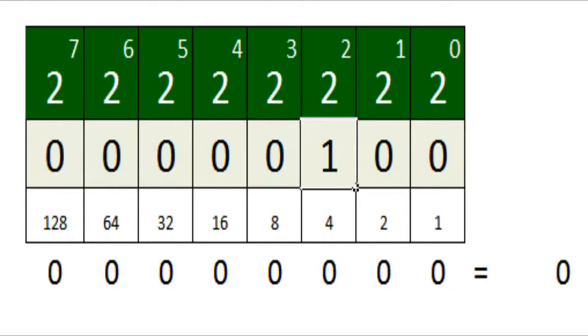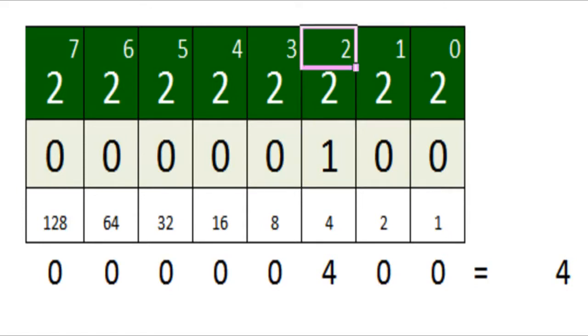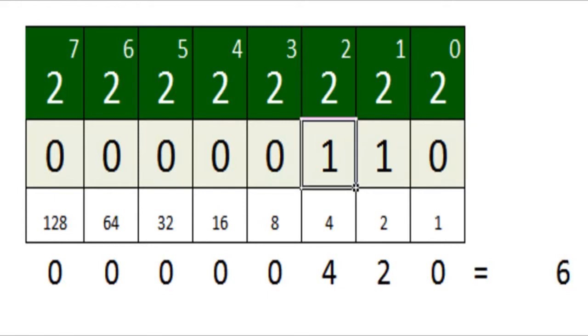What about this? 1, 0, 0. Why is that 4? Well, it's 4 because we have 1 in the 4's position, or the position that is 2 to the second power, and 1 times that weight, 4, is 4. Well, what about 1, 1, 0? Why is that 6? Because 1 times 2 to the second power plus 1 times 2 to the first power plus 0 times 2 to the 0 power, 4 plus 2 plus 0 is 6.